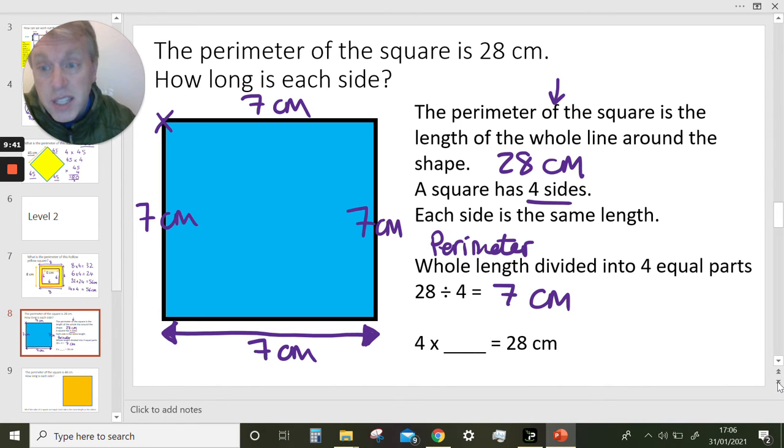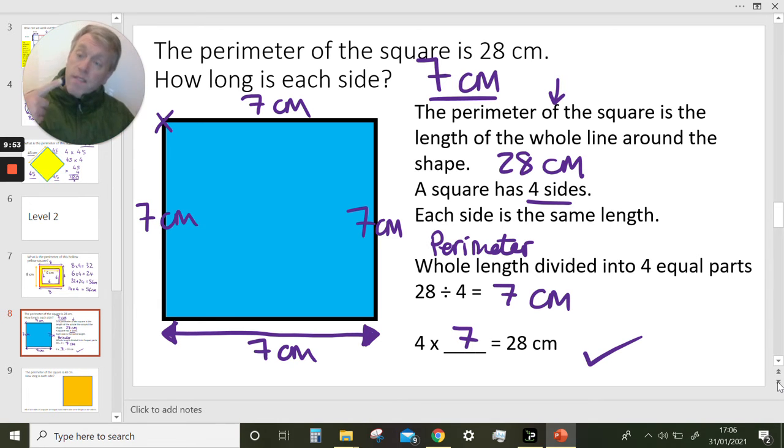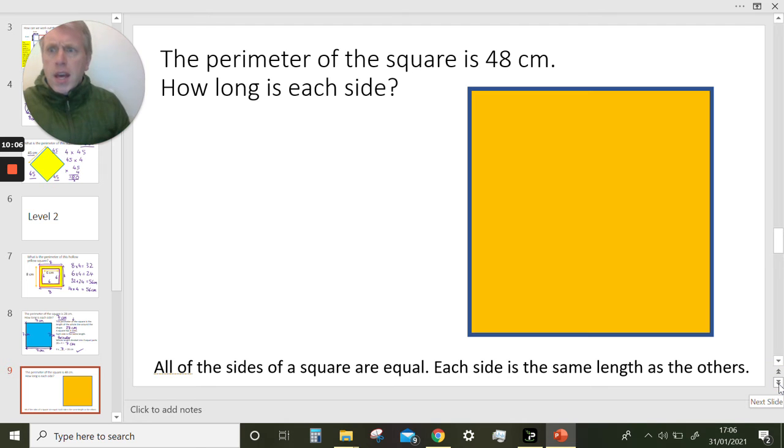Let's check it. 7 fours, or 4 sevens, 4 times 7 is 28 centimetres. So how long is each side? Each side is 7 centimetres. We divided the perimeter by 4 because there are 4 equal sides that make the whole perimeter. 28 divided by 4 is 7. Here's a similar question. Pause the video and you have a go at it.